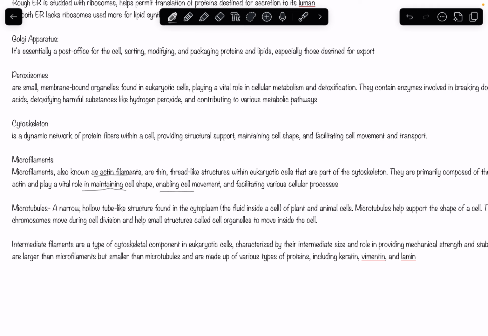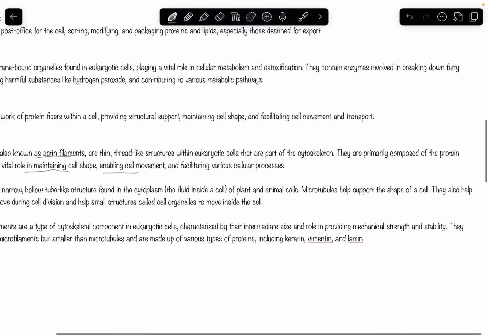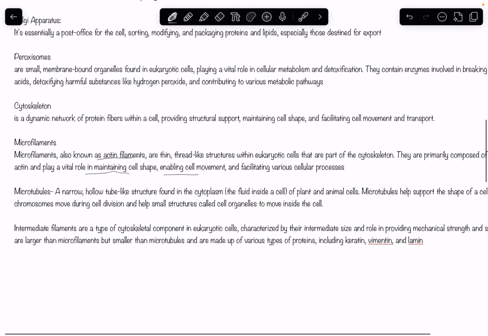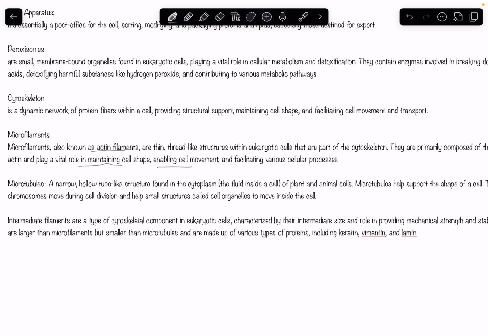So next, let's go to microtubules, which are more like a circular structure, like it says here, tube-like, hollow, and found in your cytoplasm. We have fluid inside, and it's found in both plant and animal cells. Microtubules support your cell, so they give it a shape, and they also help during cell division. So you'll see that soon as we get to the reproductive system.